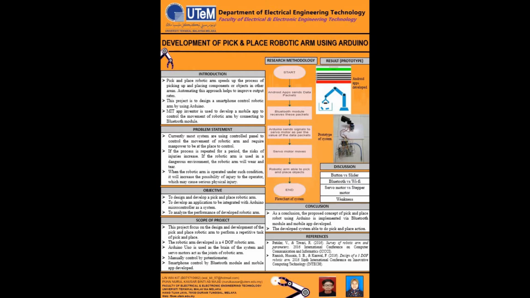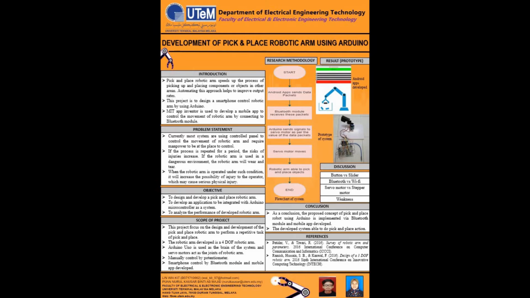The results of my project are divided into two parts. First part, manually controlled by potentiometer. Second, smartphone controlled by Bluetooth module and also the mobile app developed. By moving the servo motors, the Arduino robotic arm can rotate 180 degrees to pick and place some objects from one place to another.